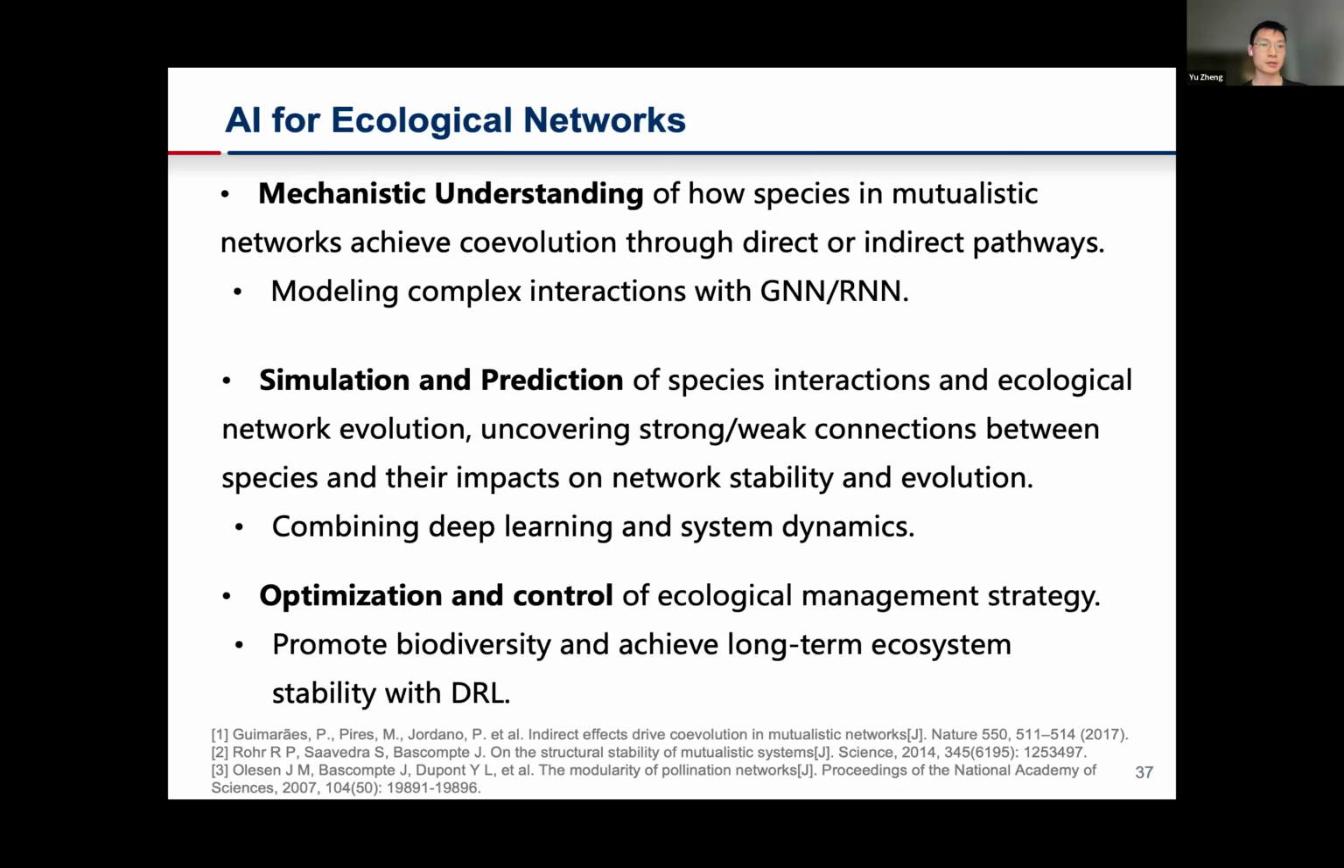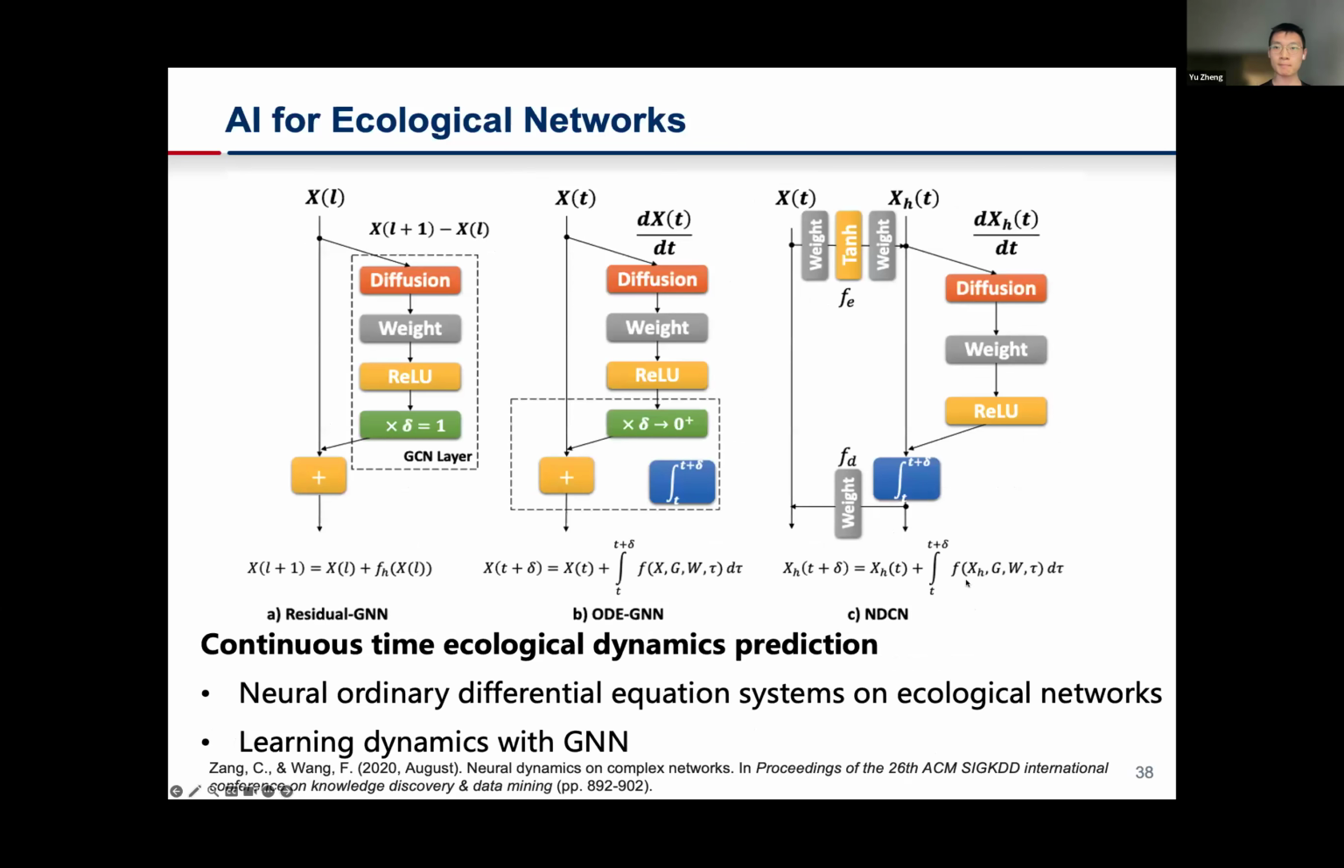Second is simulation and prediction of species interactions and ecological network evolution to uncover strong or weak connections between species and their impacts on network stability and evolution. And the last one is optimization and control of ecological management strategy. For example, deep reinforcement learning is adopted to promote biodiversity and achieve long-term ecosystem stability.